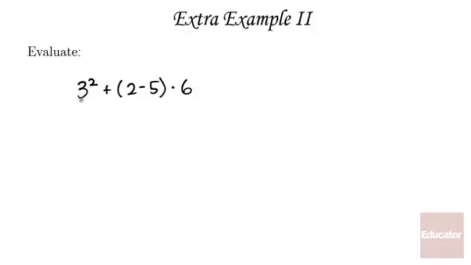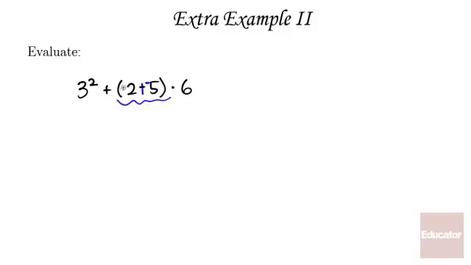The next one, 3 squared plus 2 minus 5 times 6. So I have parentheses. Now parentheses always comes first. So I'm going to solve this first. I have a minus problem, 2 minus 5. So I'm going to use the 2-step rule to make this minus to a plus, the subtraction problem to an addition problem. 1, 2.